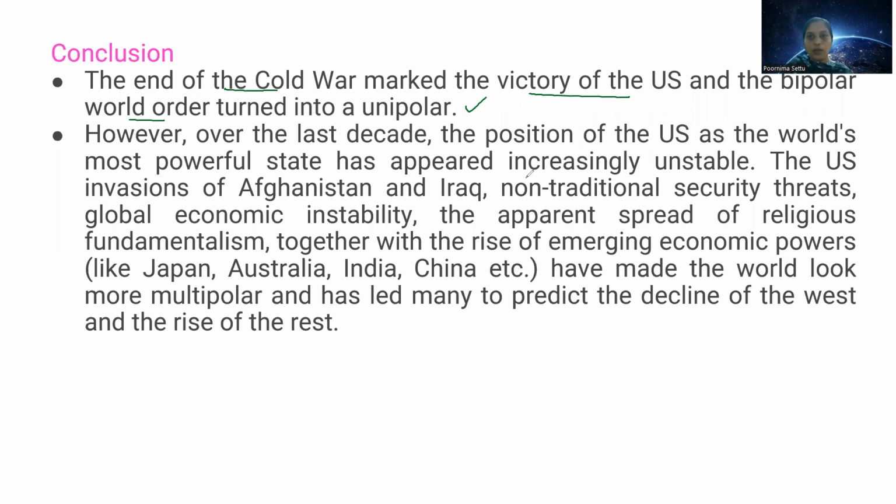The US carried out the invasions of Afghanistan and Iraq, and faced non-traditional security threats, global economic instability and the apparent spread of religious fundamentalism. Together, there arose emerging economic powers like Japan, Australia, India, China, etc. They made the world look more multipolar, and these also led to predictions of the decline of the West and the rise of the East.